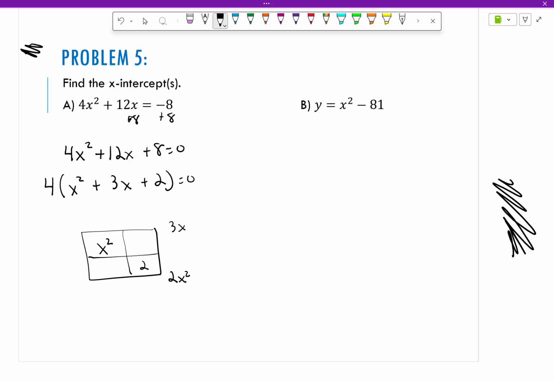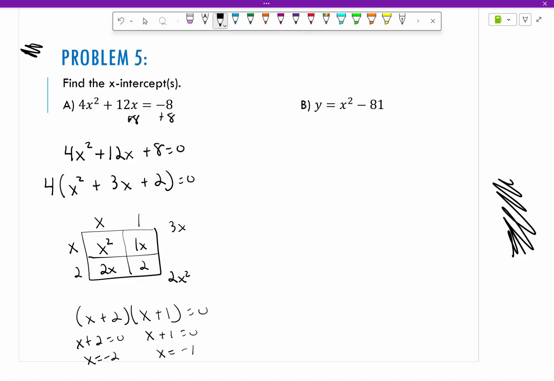So I've got to find a combination of numbers that multiply to be 2x squared, but if I added or subtracted, made 3x. So 2x times 1x multiplies to make 2x squared. 2x plus 1x is 3x. So x times x is x squared. x times 1 is 1x. x times 2 is 2x. And so x plus 2 equals 0, x plus 1 equals 0, minus the 2 over, minus the 1 over. So I have my two x-intercepts, negative 2, 0, and negative 1, 0.